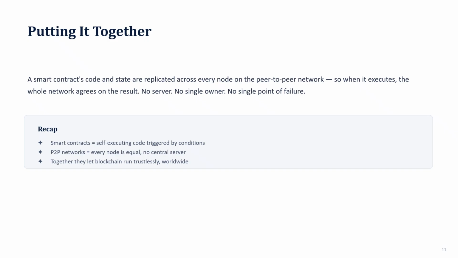To recap, smart contracts are self-executing code triggered by conditions. In P2P networks, every node is equal with no central server, and together they let blockchain run trustlessly anywhere in the world.